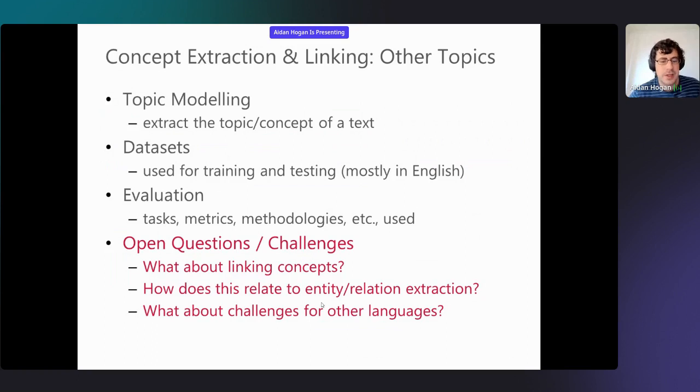And as some open questions, what about linking concepts? There hasn't been so much work on that. How would it be different from linking entities? And also, again, the challenge about multilinguality, how to support other languages besides English.